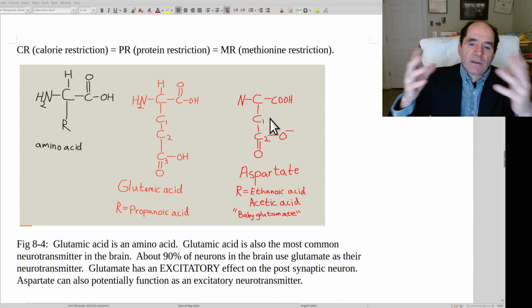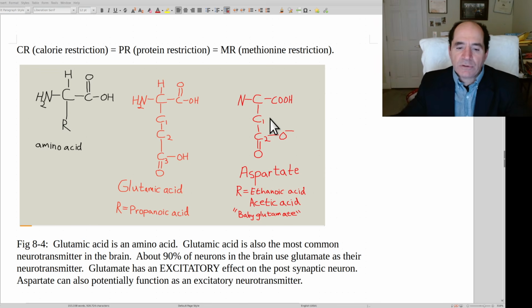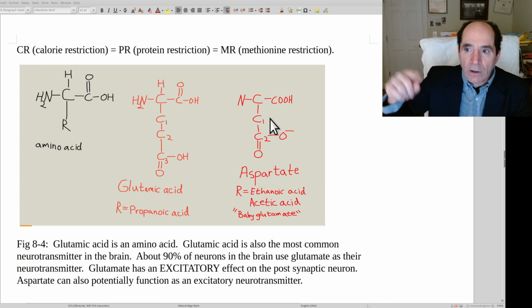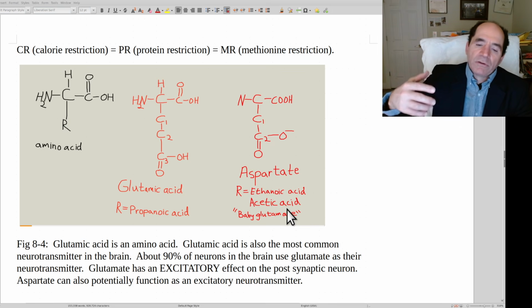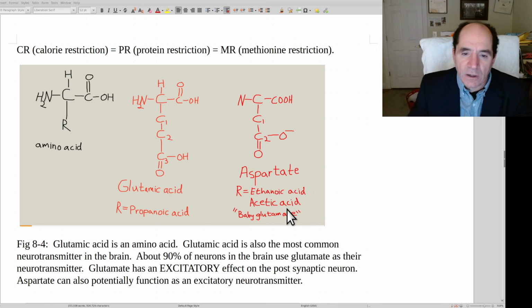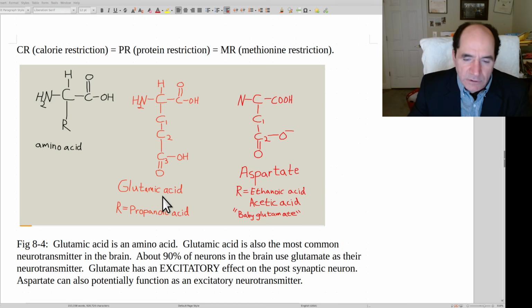It sort of has the effect of an excitatory neurotransmitter, activating brain cells, activating the postsynaptic neuron. And when overdone, like this is a component of aspartame, it's thought to have an excitotoxin effect that can cause brain damage, just like excessive amounts of glutamic acid can cause brain damage by functioning as an excitotoxin.